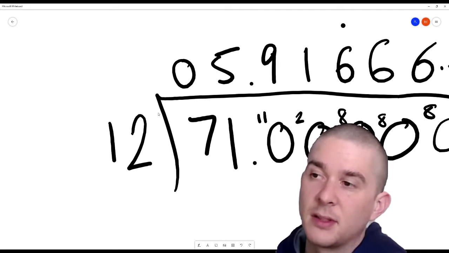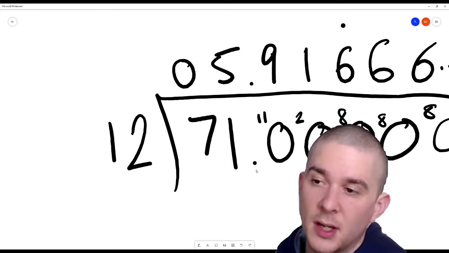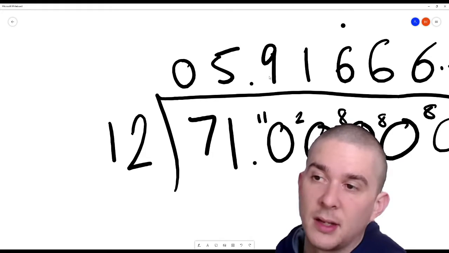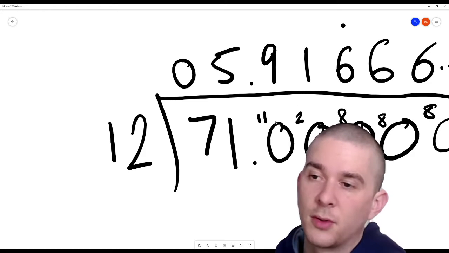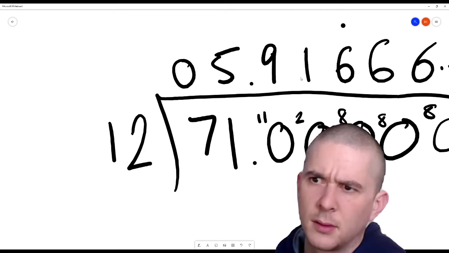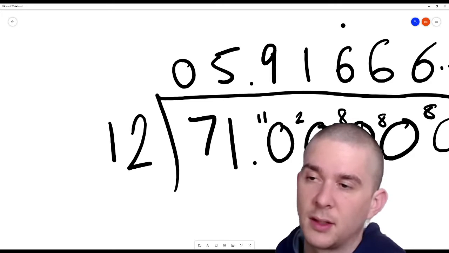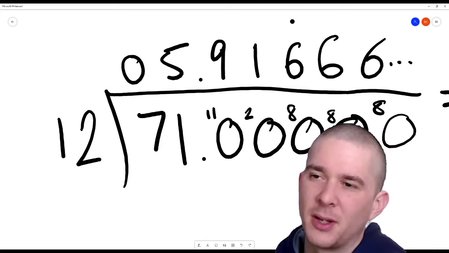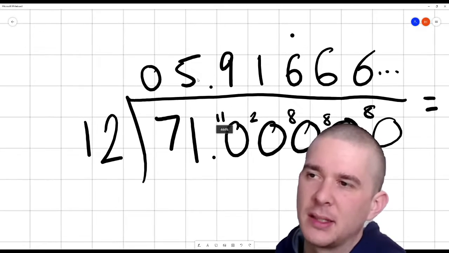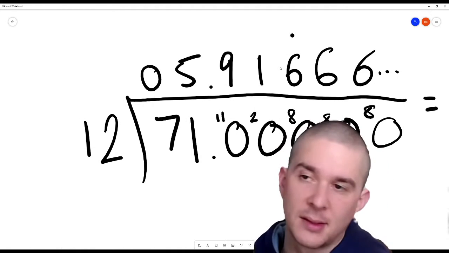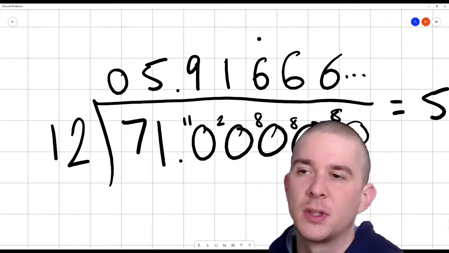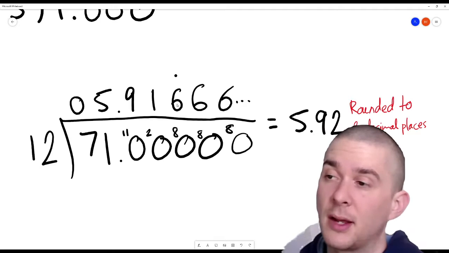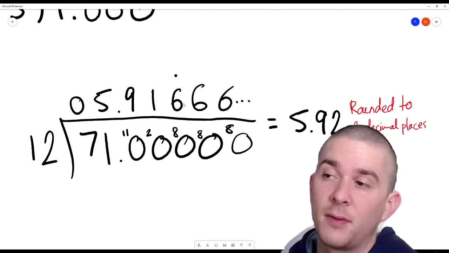So 12 goes into 7 0 times, 12 goes into 71 5 times. We put our decimal and we carry our remainder of 11. So 12 goes into 110 9 times, remainder of 2. 12 goes into 20 once, remainder of 8. 12 goes into 80 6 times, remainder 8. So we get 5.91666666 forever, so 5.916 repeater, or we can write that as 5.92 if we round to 2 decimal places. Now you'll note, because this is bigger than a 5 here, we round up.